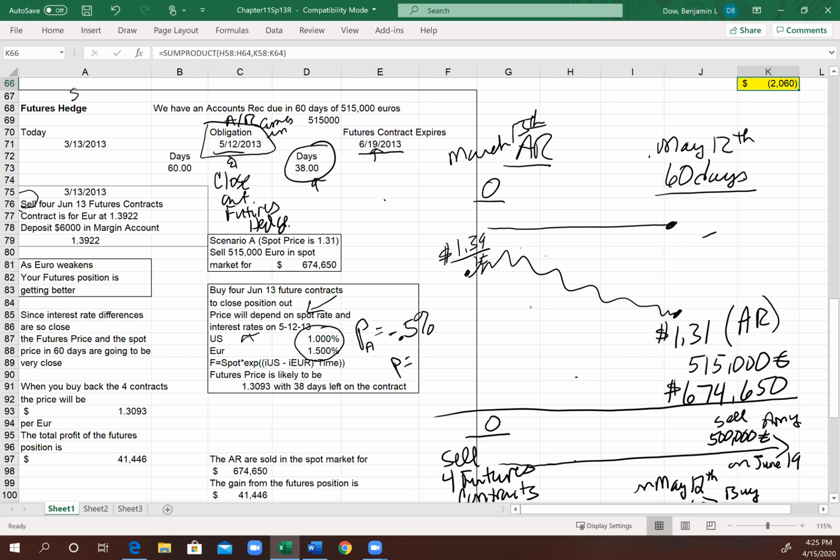So we know that the futures price will be somewhere around $1.31. It will be a little bit less than that because the premium is negative 0.5% on an annualized basis. Since we know there are 38 days left, we can just do it off a 360-day year. 38 divided by 360 times negative 0.005. The periodic premium is negative 0.00053.